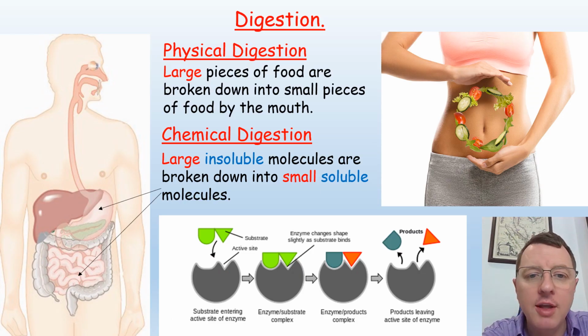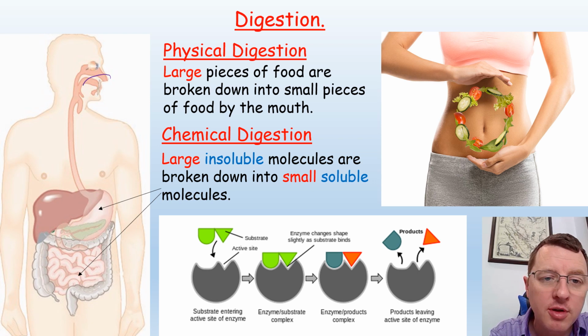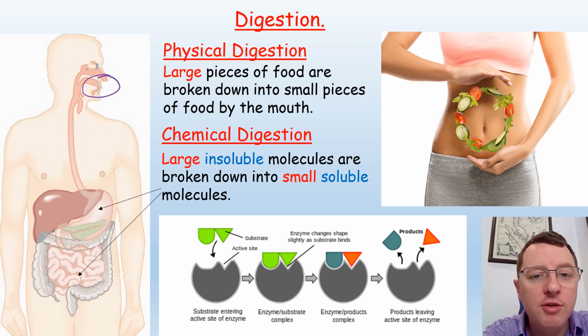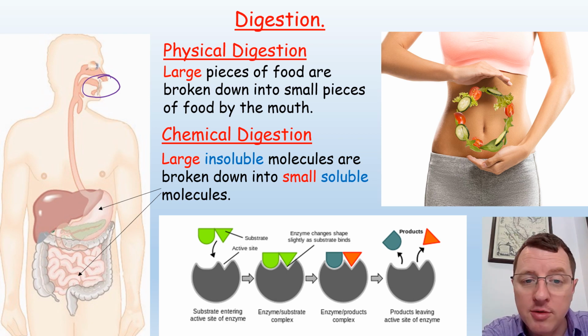Before we get started, it's important to understand that there are two types of digestion. There is physical digestion and chemical digestion. Physical digestion occurs in the mouth, as I've circled, and this is where large pieces of food are broken down into small pieces of food by the mouth. This actually increases the surface area of the food pieces.